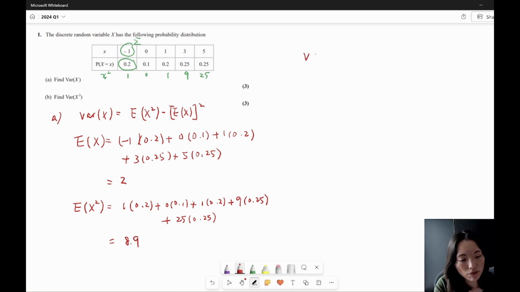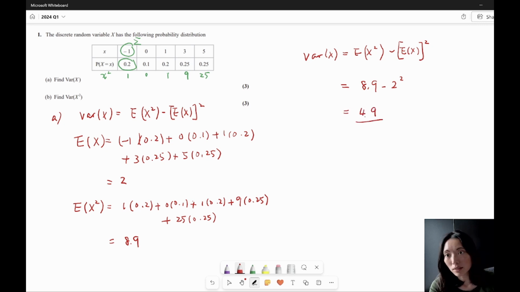Therefore, the variance of x is the expectation of x squared, with the square on the inside first, minus the expectation of x, with the square going outside, which is 8.9 minus 2 squared, which is 8.9 minus 4, so that's 4.9. So that's the variance of x.